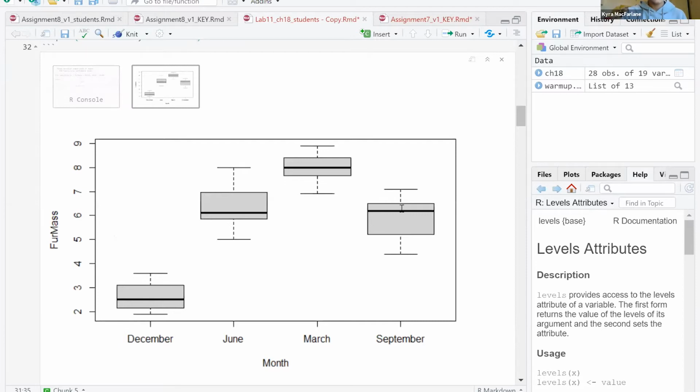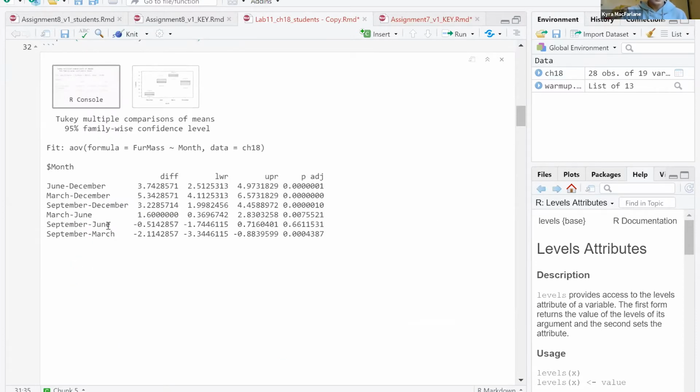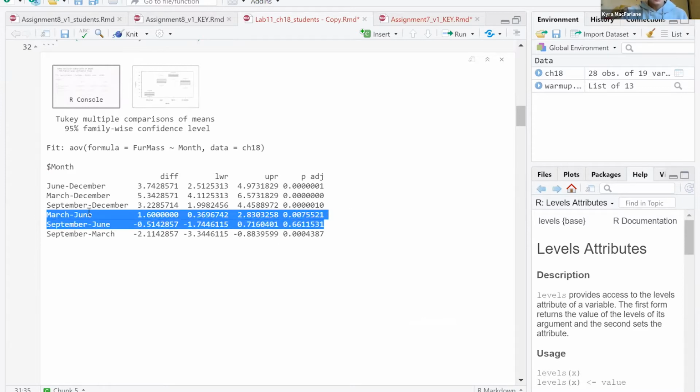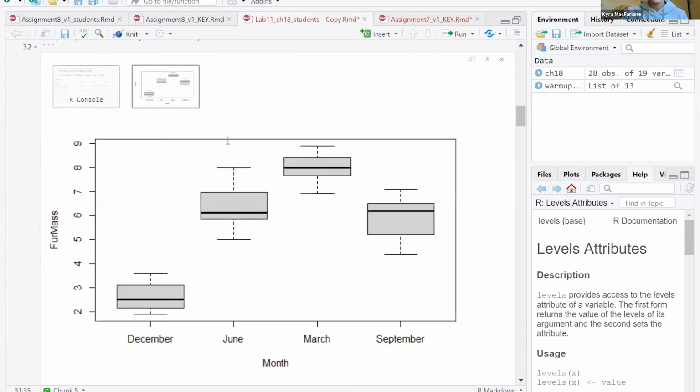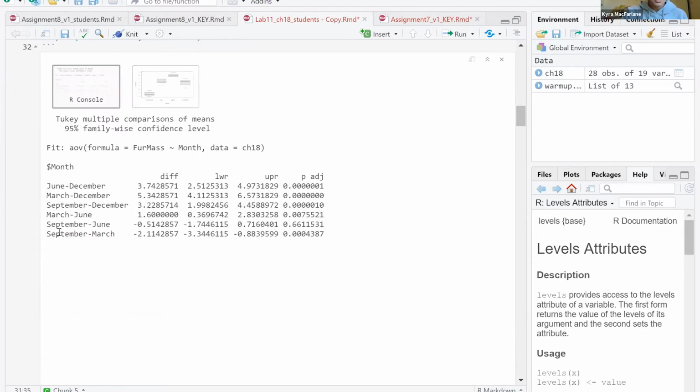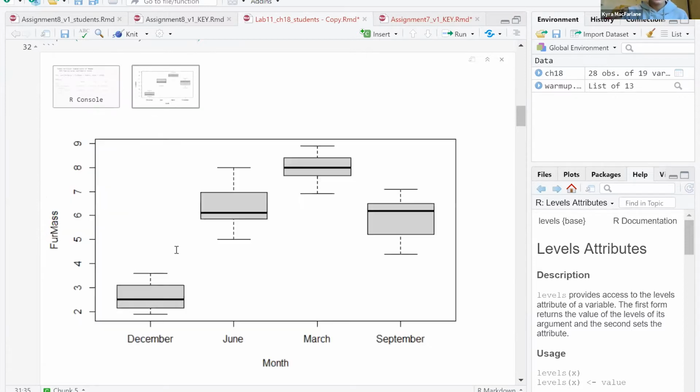December is significantly different from these three. Let's look at the June chunk next. We find March and June are different, but September and June are not. So March and June are different, September and June are not. And then last we have September versus March, and our p-value is less than 0.05 for that. So September and March are different.